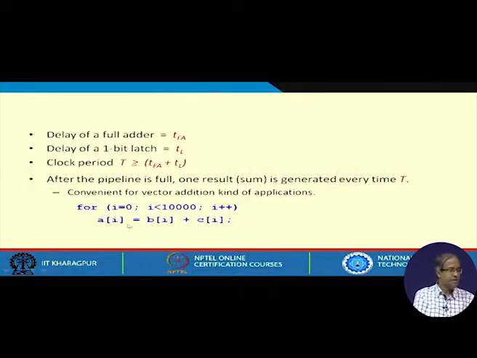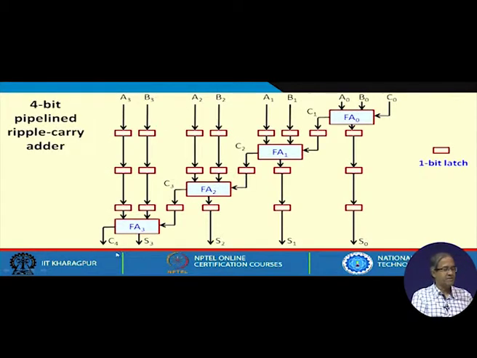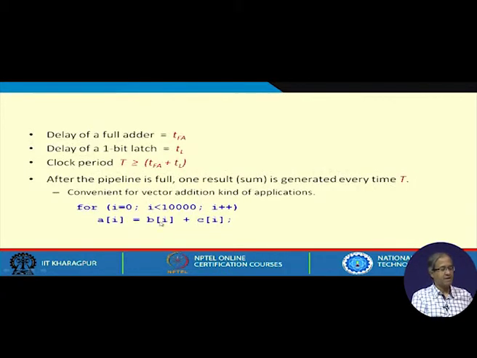Suppose I have a program where I am doing some addition a large number of times, let us say 10,000 additions. I can use this kind of pipeline to advantage. After my pipe is full, I can get one output every cycle, instead of waiting for one addition to be complete before starting the next addition.